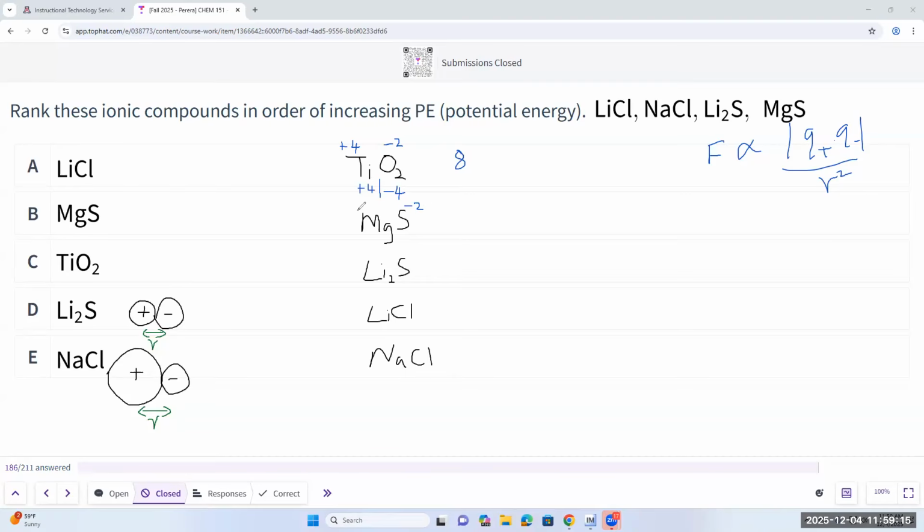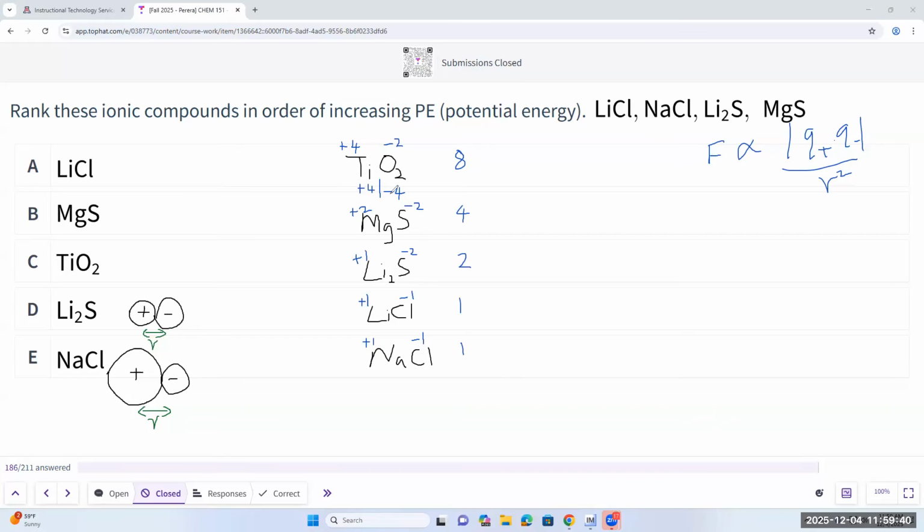Magnesium sulfide. Sulfur is always -2. Magnesium is always +2. The charge product is 4. Lithium sulfide. Sulfide is -2. Lithium is +1, always. Charge product is 2. Lithium chloride. Chlorine is -1. Lithium is +1. The charge product is 1. Sodium chloride. Chloride is -1. Sodium is +1. The charge product is 1.